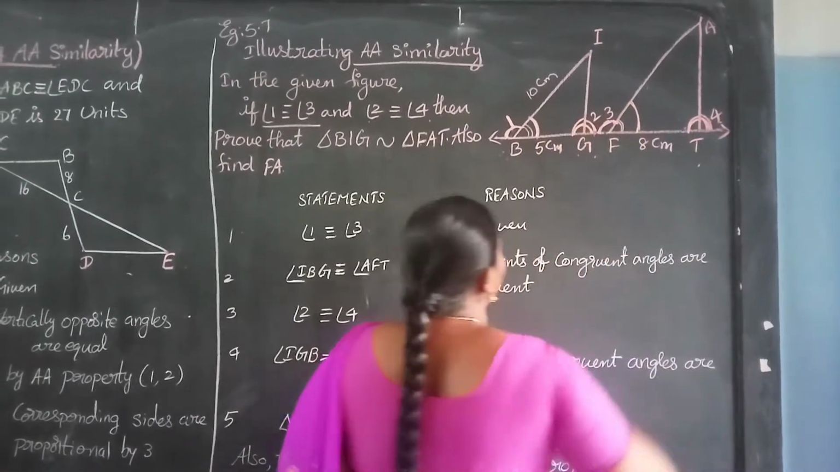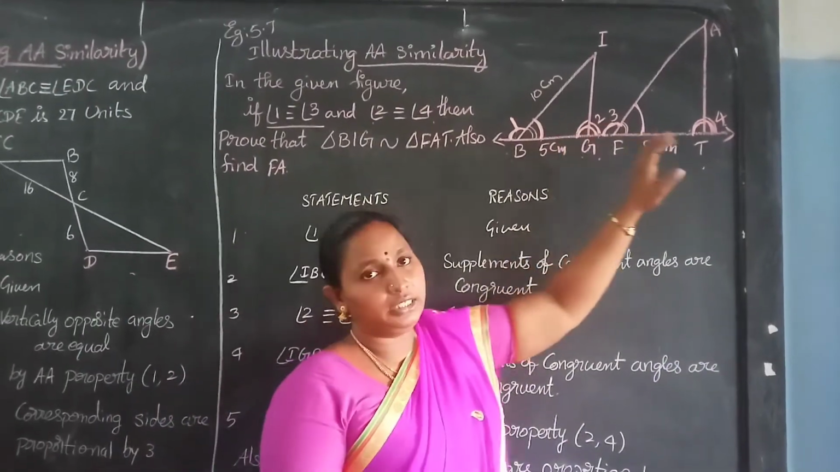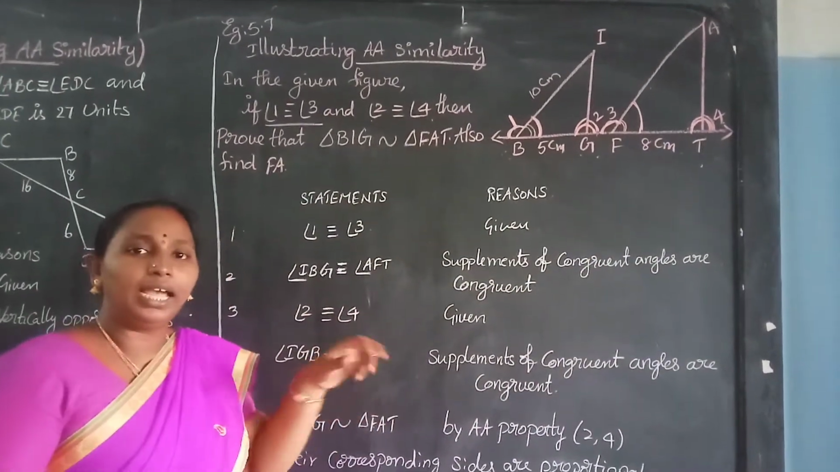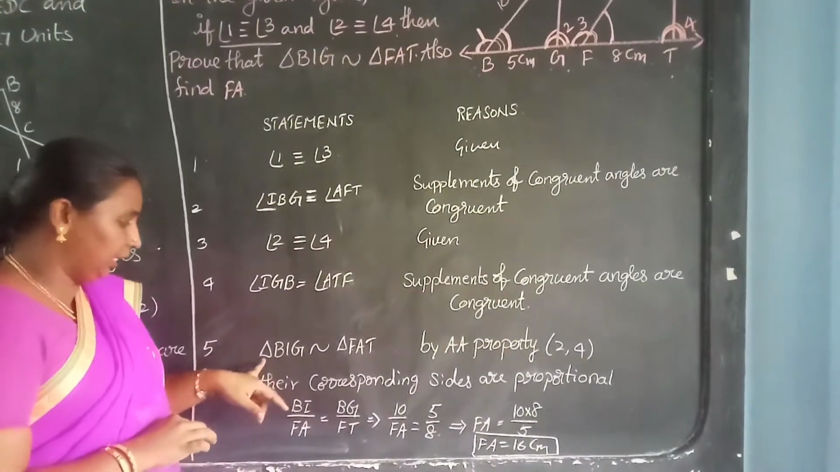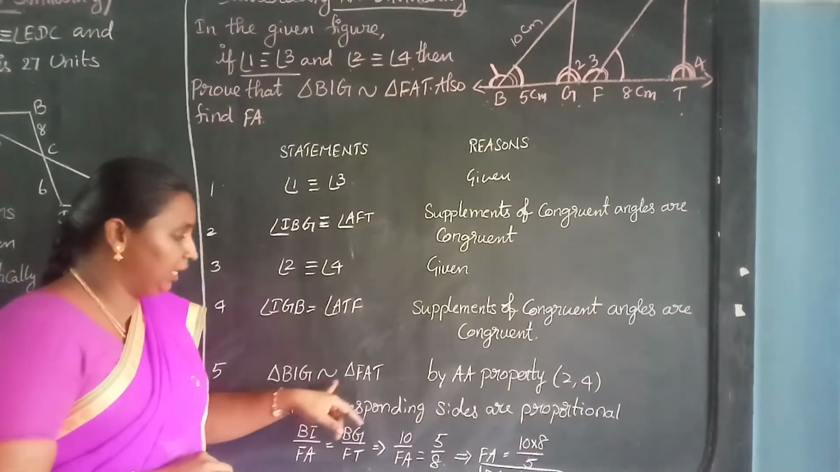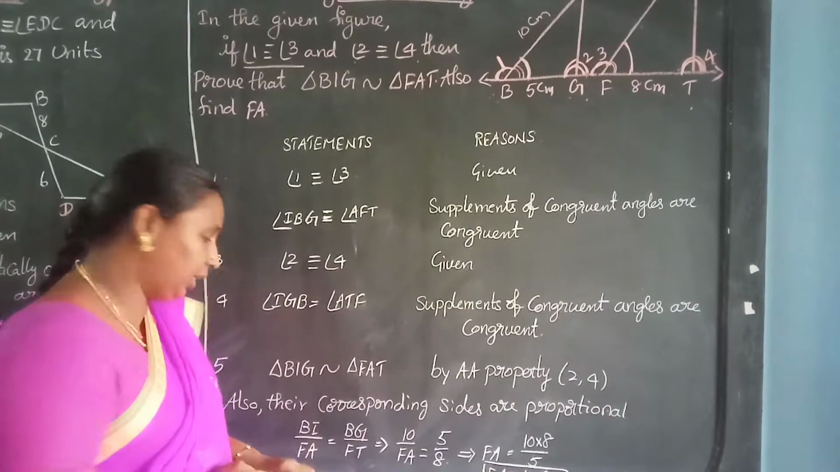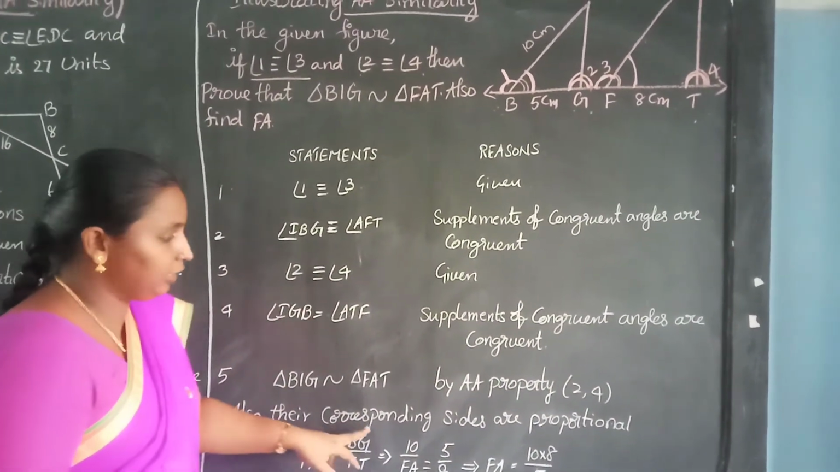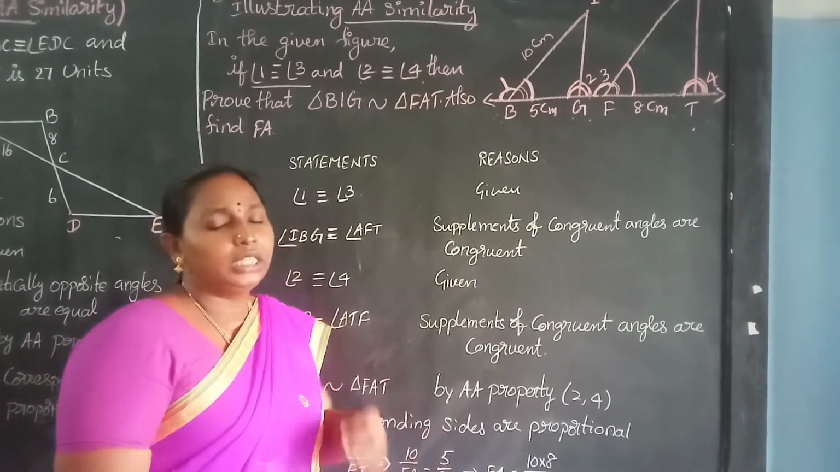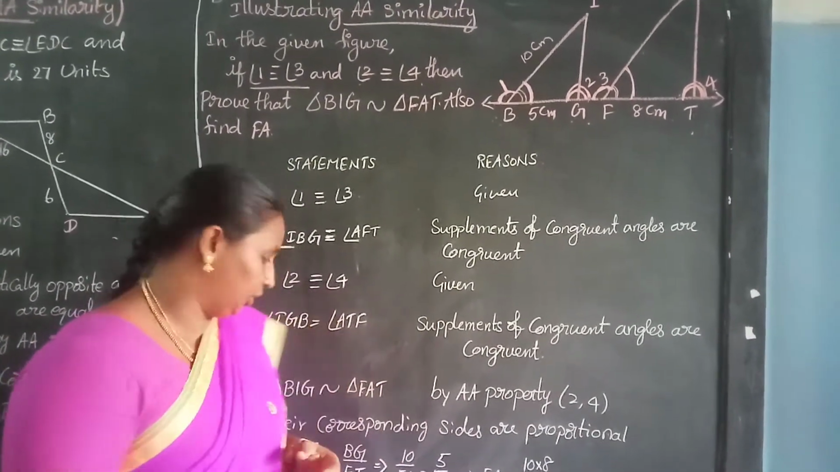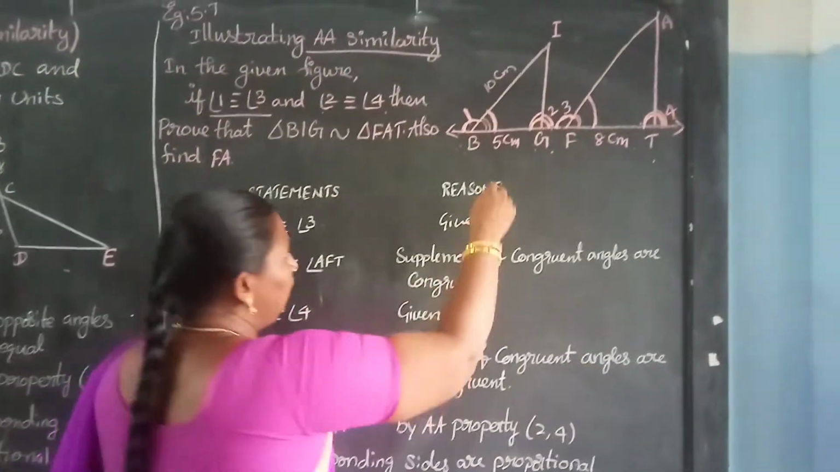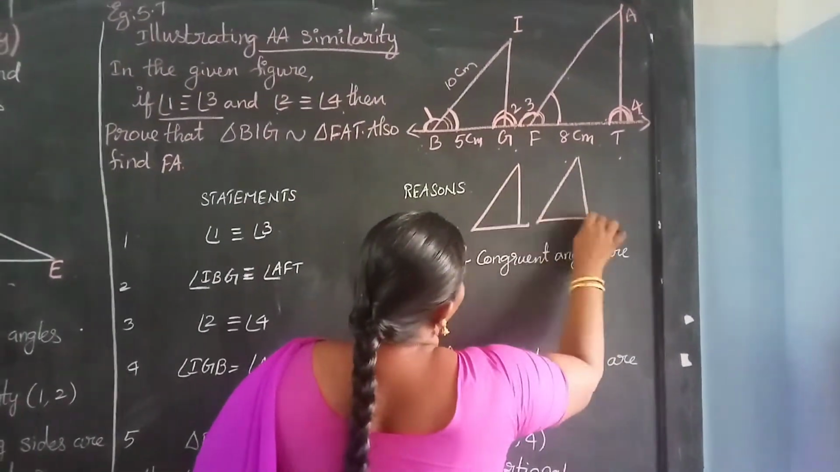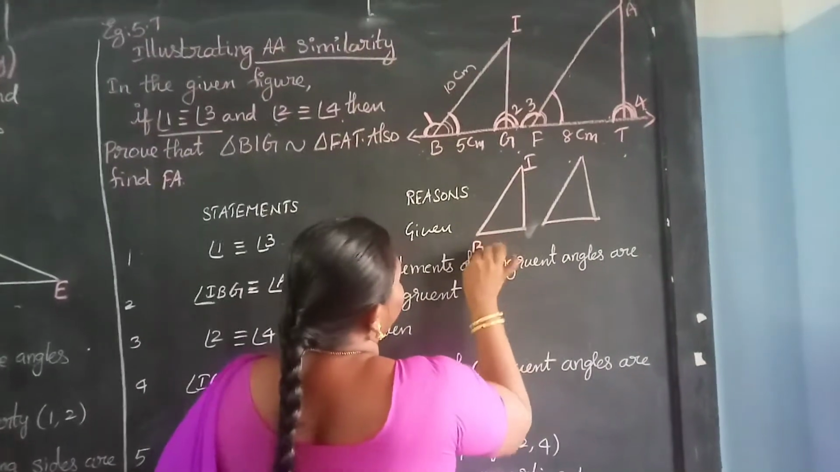Two of the angles in one triangle is equal to two of the angles in another triangle. Then we can say that by angle property similarity, triangle BIG is similar to triangle FAT. Okay. Next, also they asked to find the value of FA. So if they are similar, the corresponding sides should be in proportion. So using that, here take the triangles separately. That is IBG, FTA.